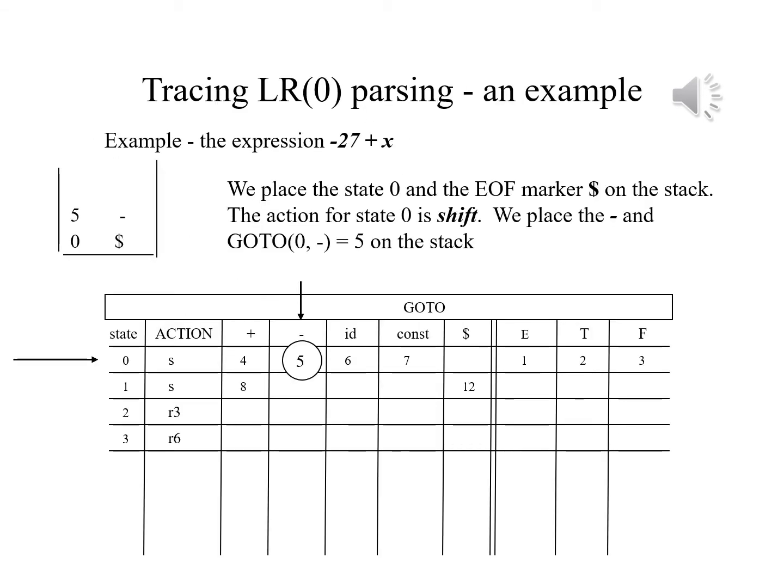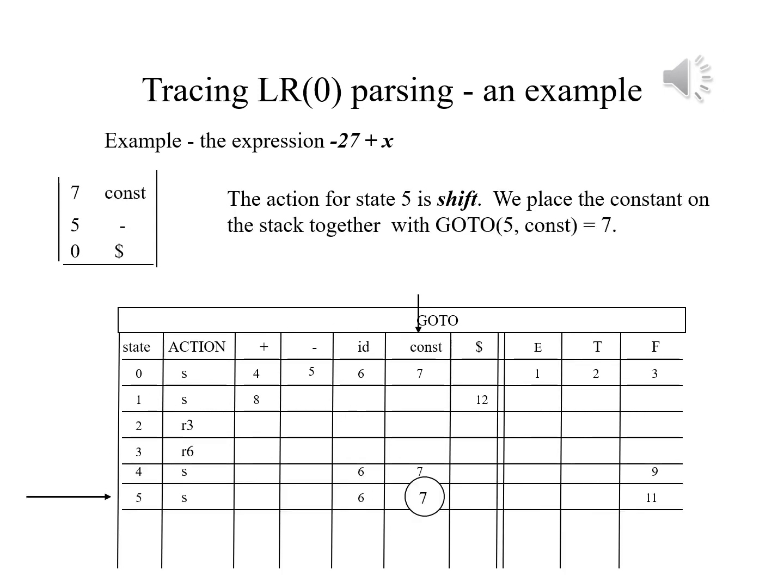The first thing that we will do is place state 0 and the end of file marker on the stack. When this is the only thing remaining, that's how we know that we are finished. Now, state 0 together with the negative sign gives us a goto of state 5. That will go on the stack together with the token minus.